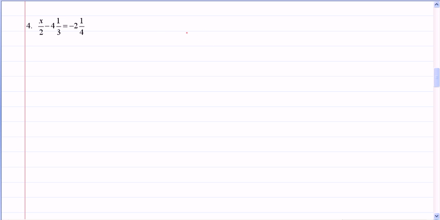So for number 4, we already have the x written correctly. Instead of 1/2 x, this is already written as x over 2. And negative 4 and 1/3, we want to change that to an improper fraction. So I take the 4, multiply it by the 3, and get 12. Add the 1 on top, so it's negative 13 over 3. And then 2 times 4 is 8, plus 1 is 9, so it's equal to negative 9 over 4.